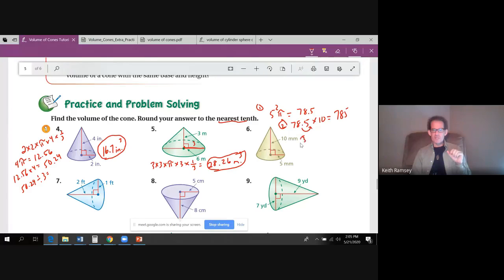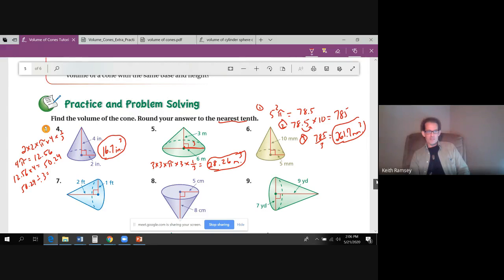And then step 3 is to multiply that by 1/3 or divide it by 3. I think it's easier just to divide it by 3. Here's 785 divided by 3, and that's going to equal our volume, which is 261.66. We'd round that up to 0.7. So 261.7, and I would label this, since it's volume, cubic millimeters. So here's millimeters to the 3rd power. And that's our volume for that cone.